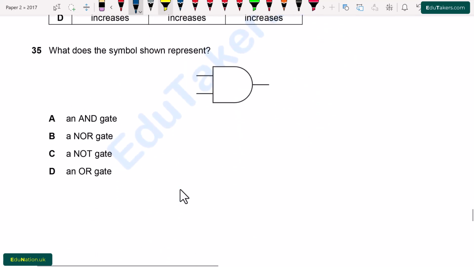Question number 35. What does the symbol shown represent? There is a symbol. Option A AND gate, B a NOR gate, C NOT gate, D OR gate. So this symbol is basically for the AND gate. Option A is correct.